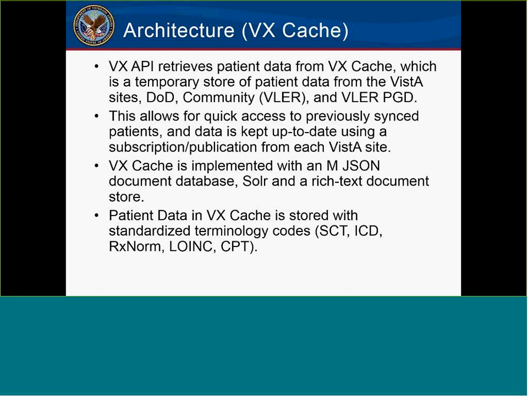Within the Vista Exchange architecture, there is the API, and then there's the cache. The cache is a temporary store that allows us to get data from VA sites, VLR, and DoD. It replenishes that data as quickly as possible based on updates coming from those systems. It's for quick access to previously synced patients, and it doesn't require a constant connection to the database or to the various end data sources. So it allows the clinician to see what's recently updated, and with the upcoming write back technology, it will make updates into those back end databases.